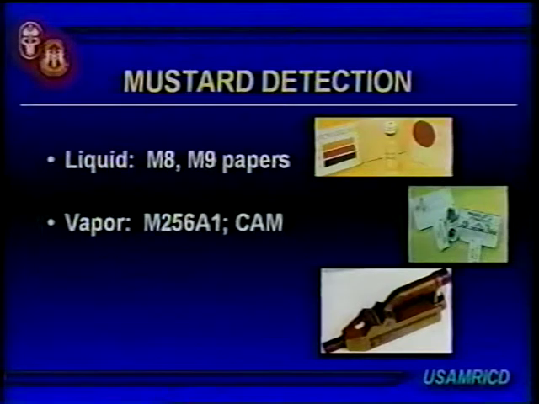The M256 kit, which by the way is quite good, detects vapors, while these detect liquids. It's quite good, but it takes about 20 minutes to go through it. It detects the vesicants, it detects cyanide, and it detects the nerve agents, the vapors. You need to know that. The CAM down here detects nerve agents and vesicants, mustard. It also will pick up lewisite, but it'll read it out as mustard.